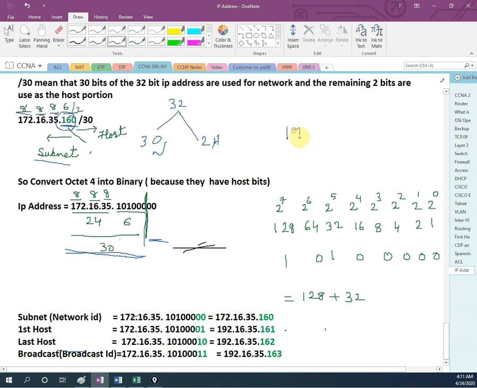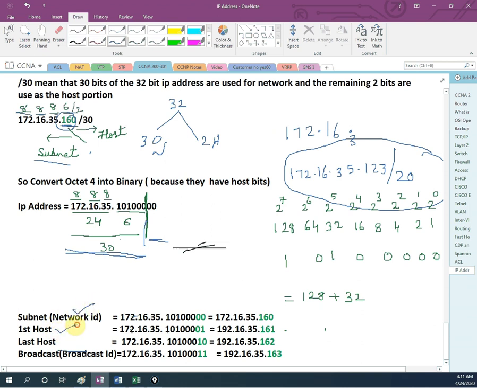I will write 172.16.35.123/20. Okay, /20. Try to solve this one. You need to calculate the subnet ID, that is the network ID. You need to calculate the first host, last host, and broadcast ID for this IP address. Okay, try to solve this and write in the comments if you are facing any problem. I will solve it and make a video for that.